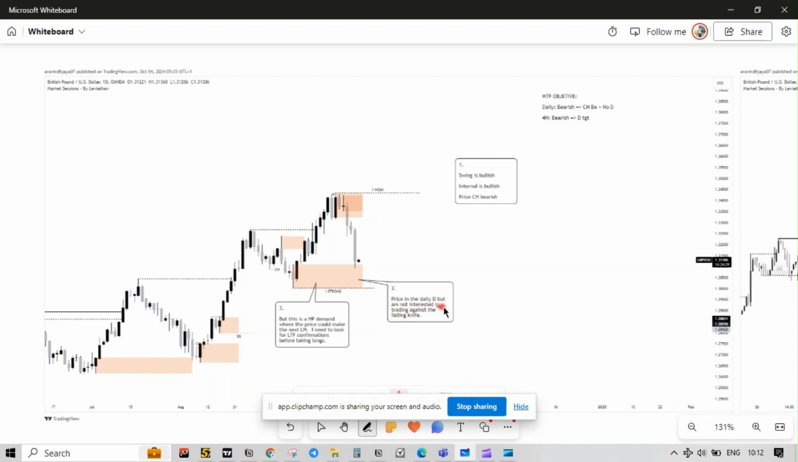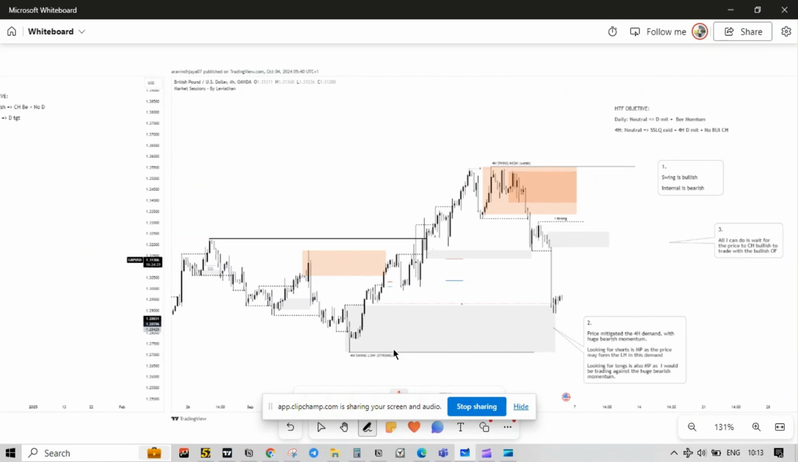The price is in the daily demand, but I'm not interested in trading against the falling line, which means that I don't want to trust this daily demand and take longs trusting this daily demand. But this is a high probability demand where the price could make the next lower high. I need to look for lower time frame confirmations before taking any longs. Obviously, that's why we are doing a multi-time frame analysis.